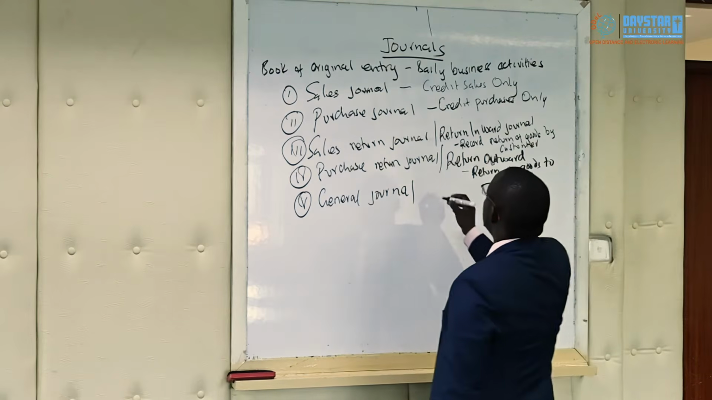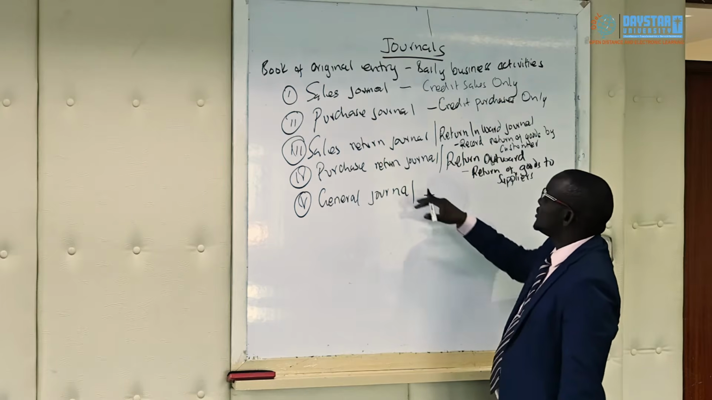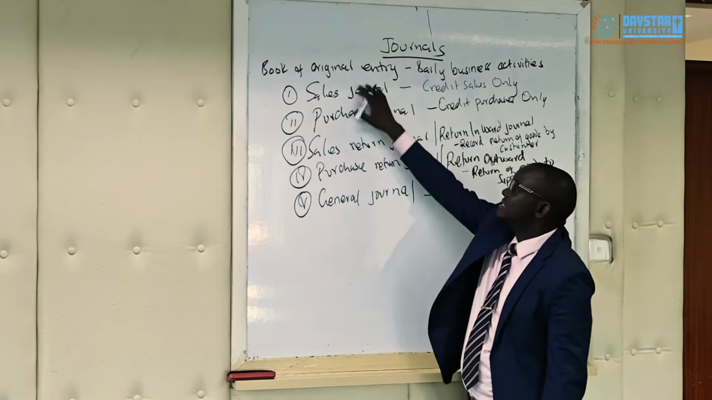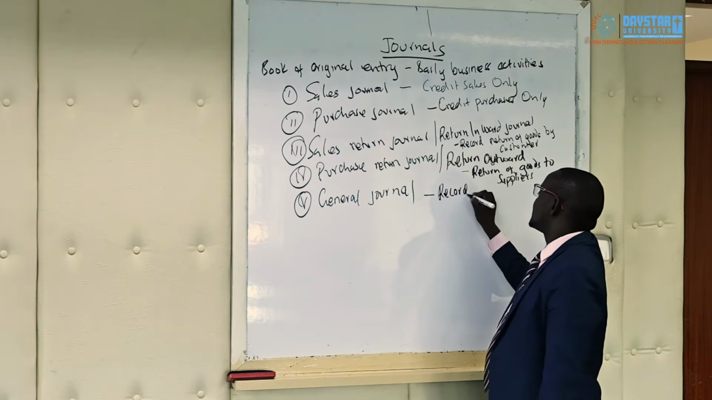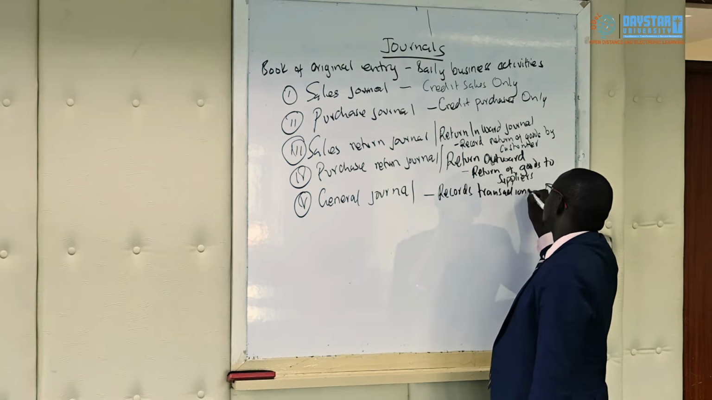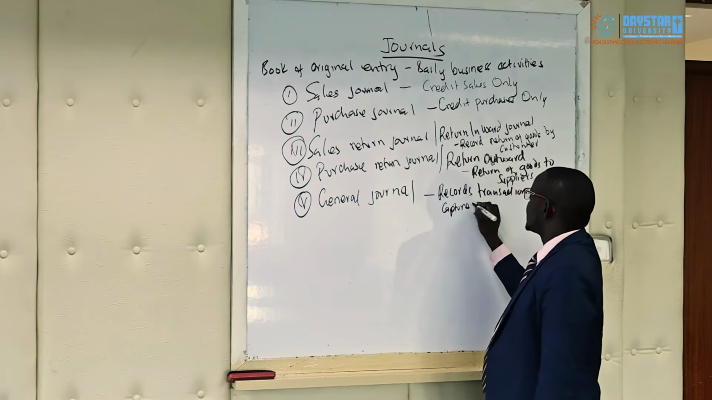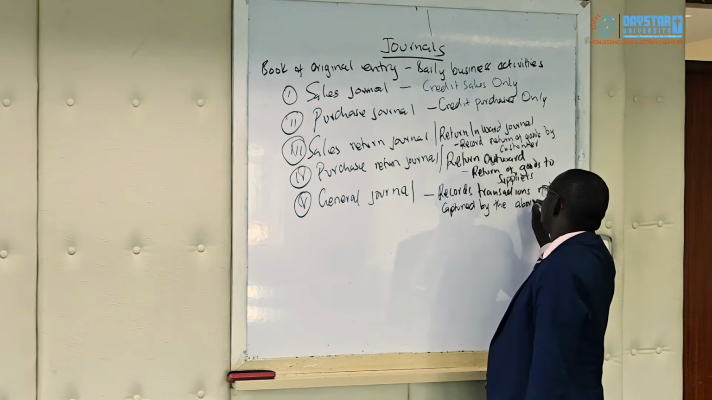Last and not the least, we have the general journal. General journal records any other transaction that is not captured by these journals. So it records transactions not captured by the above journals.